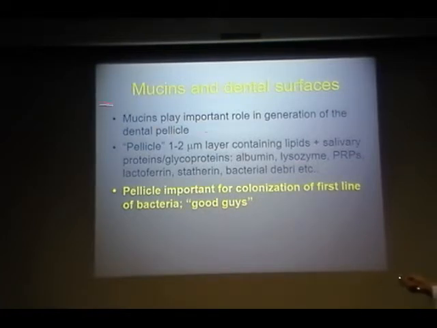Okay, now we're talking about dental pellicle. The salivary pellicle is about 1 to 2 microns in thickness. It contains a lot of these different agents in them. The ones that we're going to be focusing on in regards to bacterial binding are proline-rich peptides and statherin. And the take-home message here is that this pellicle plays a very, very, very important role in selecting out those early colonizers that have a high affinity for these anchoring molecules.